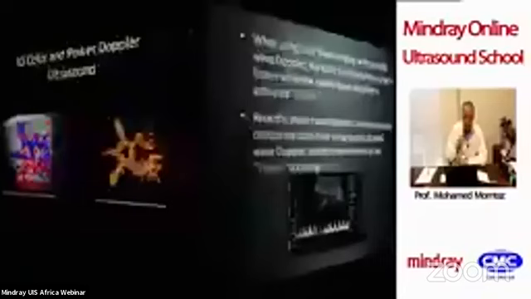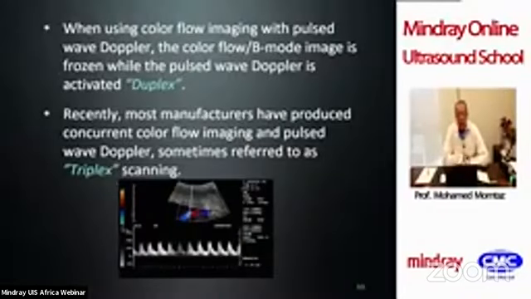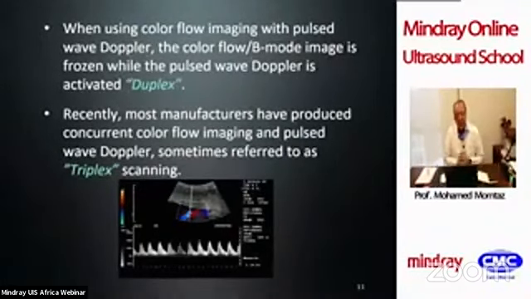When using color flow imaging with pulse wave Doppler, the combination of color flow and B-mode image is frozen while the pulse wave Doppler is activated, and this is called duplex ultrasound. Recently, some machines, or actually most machines, can use both color flow image and pulse wave Doppler in real time. So this is called triplex image scanning.